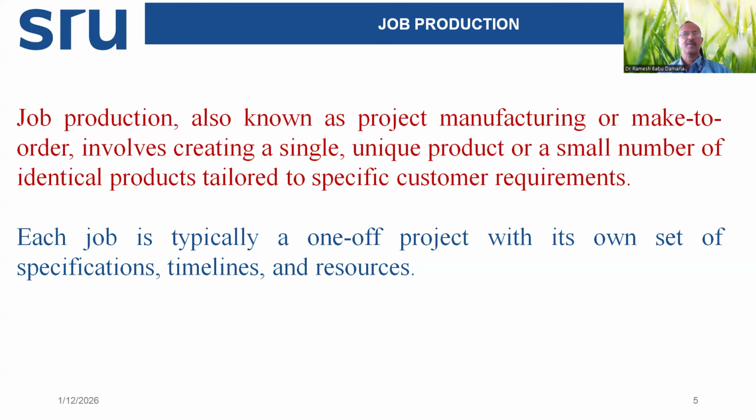This involves creating a single unique product or a small number of identical products. Say, 3 sets of sofa is a job production. One pizza specifically made as per the specific requirements of the customer is a job production. Each job is typically a one-off project with its own set of specifications, timelines, and resources.